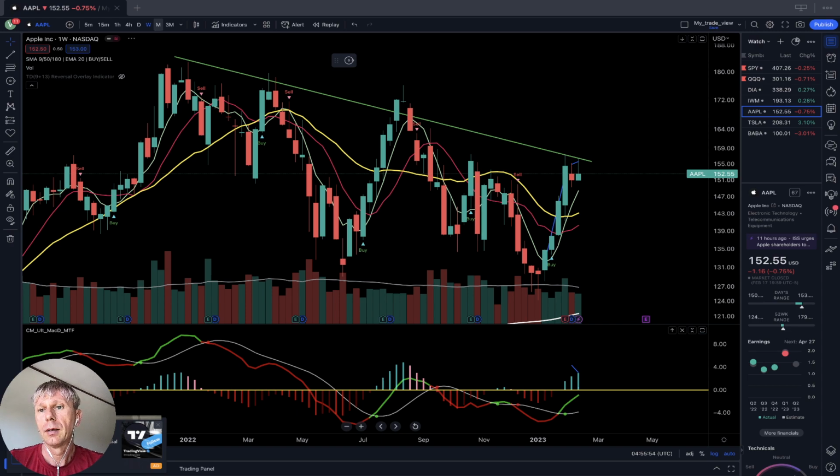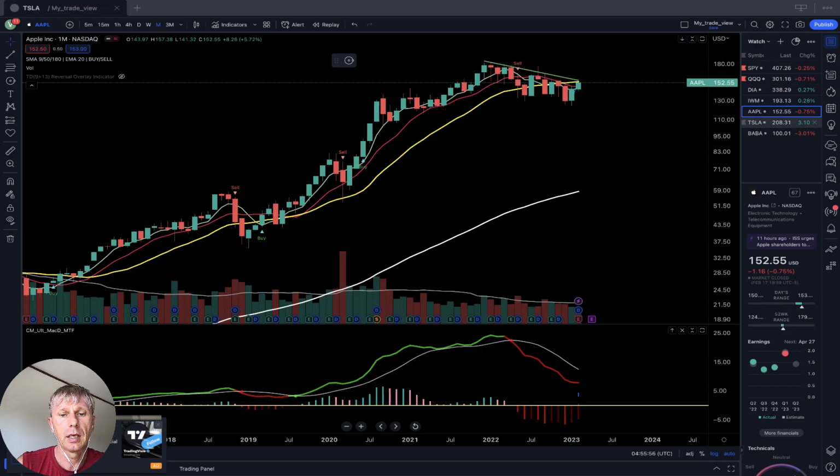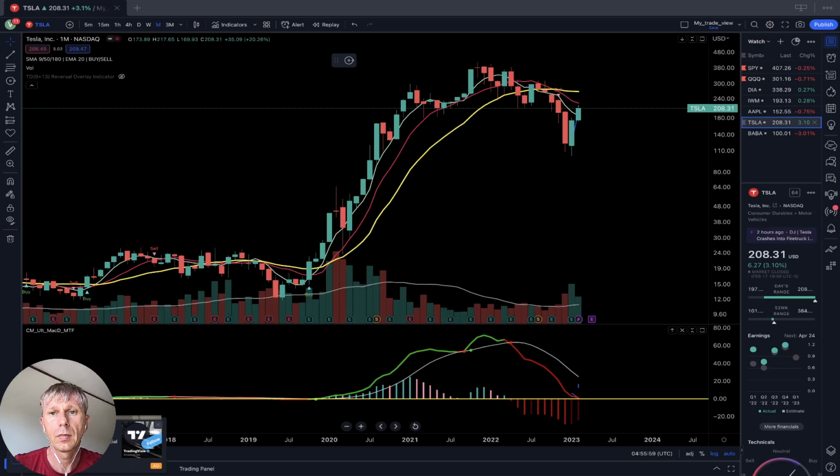Let's move to Tesla. Tesla is under MA20, right? Tesla under MA20, it was the same in 2019. Now it was a huge bull run since March 2022. It's in a bearish mode, and MACD is still red, still in a bearish mode.